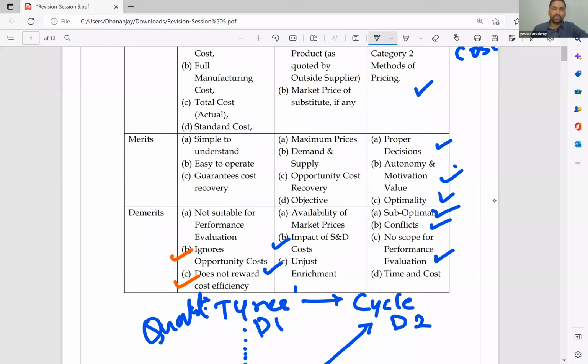Time and cost. This negotiation takes time. They may not agree immediately. It may take weeks together, because both of them, D1 and D2, are focused on their individual performances, individual profits, and they're not worried about the company's overall growth. And that's where the problem comes. Yes. Next, criteria for setting transfer prices.